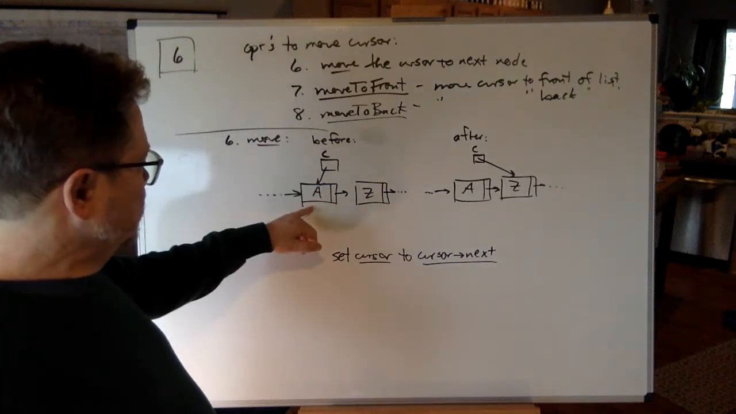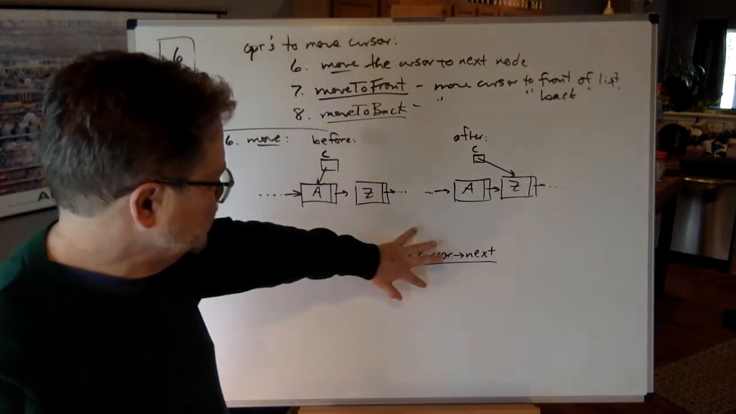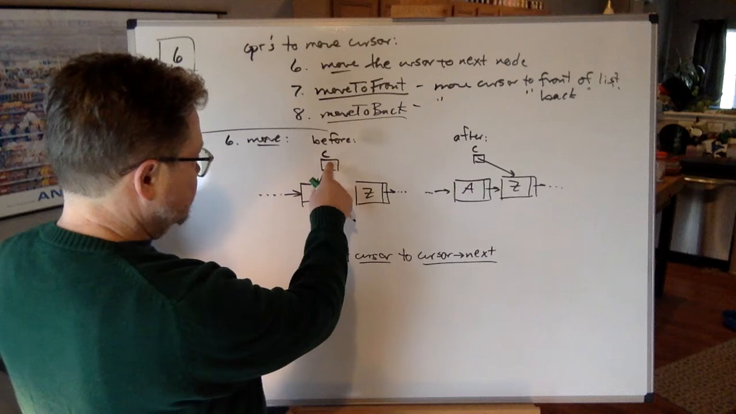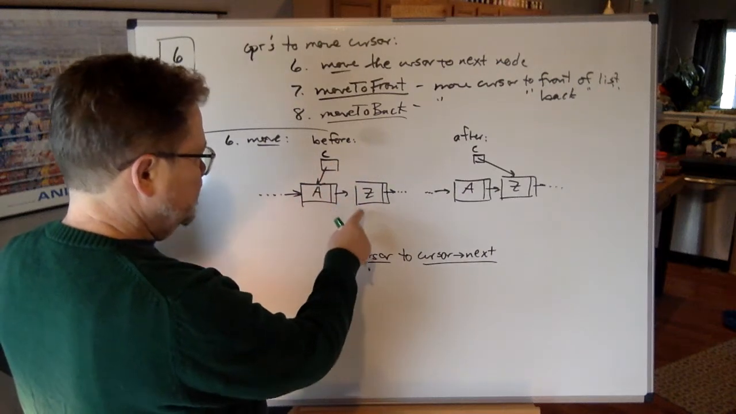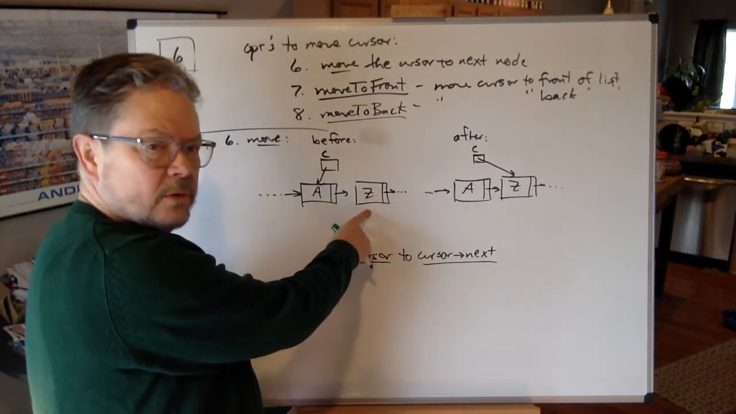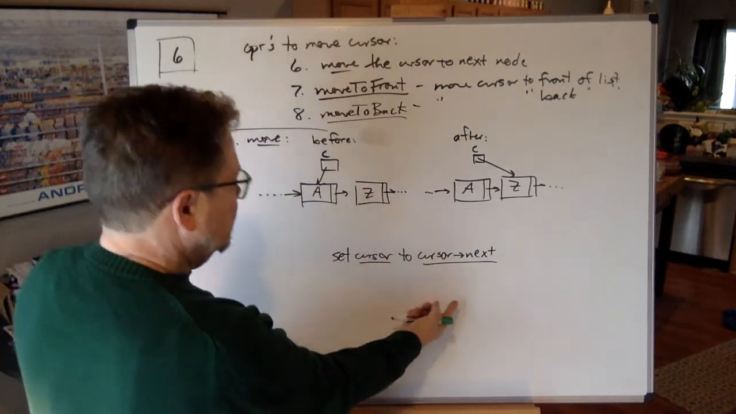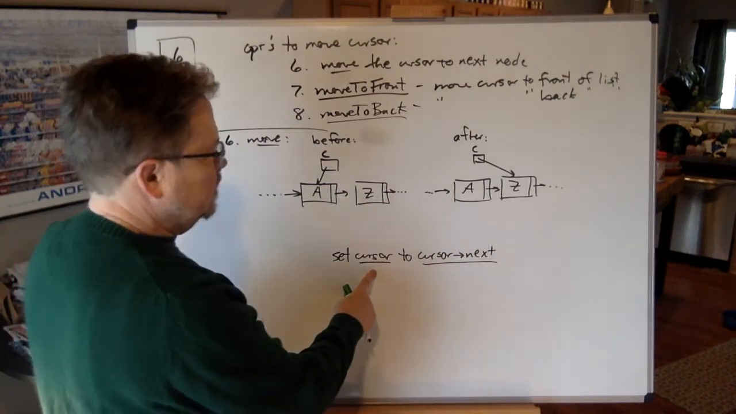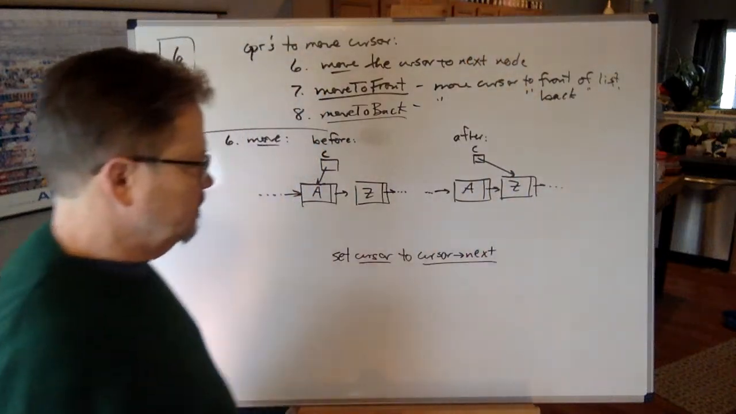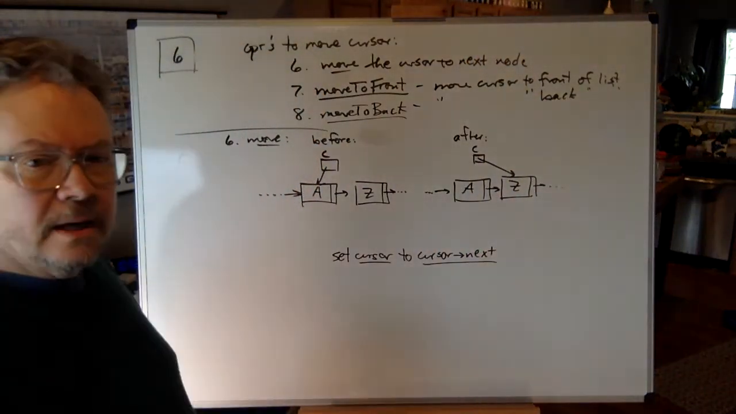Here's cursor. Cursor points here. The right-hand side, what is cursor arrow next? Cursor arrow next is the address in this case of node Z. So I'm taking the address of node Z and assigning that to be the new cursor value. So C now holds the address of node Z. Done, done, done, done, and done.